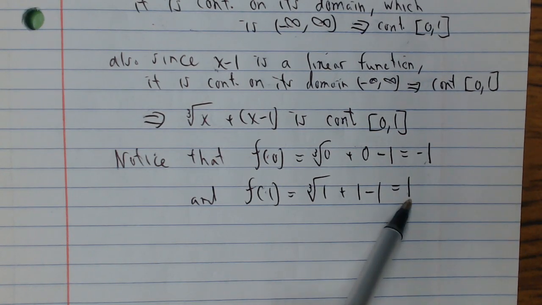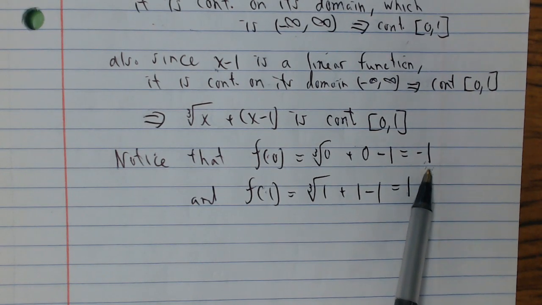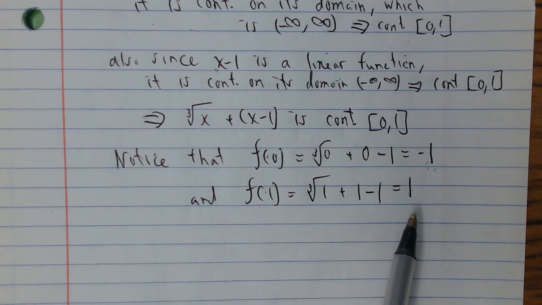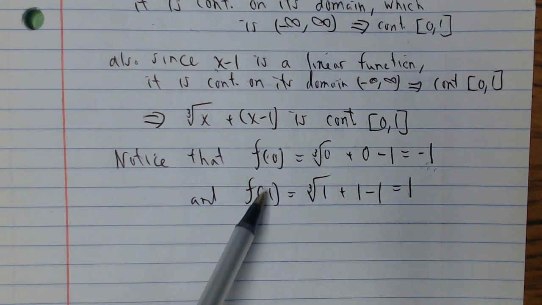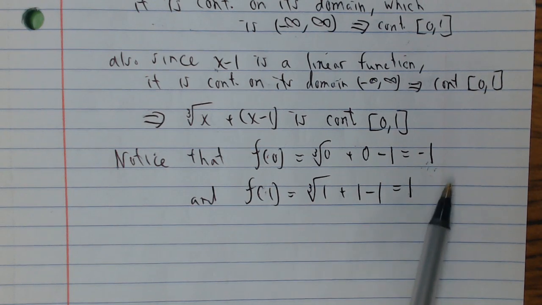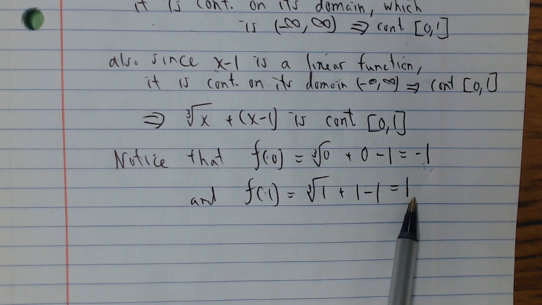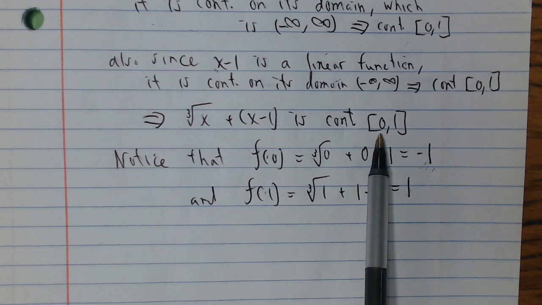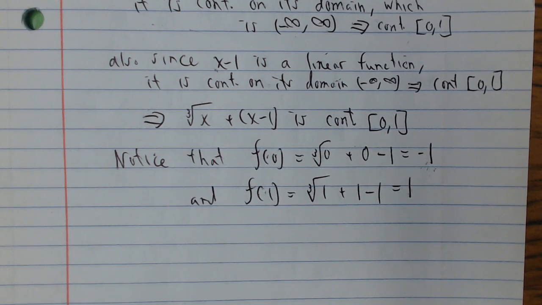So what does that mean? If it changed from negative to positive, that means it must have crossed the x-axis somewhere between 0 and 1, which means I have a root somewhere between 0 and 1. So how could I be so certain that this crosses the x-axis? Well, because we just showed it's continuous from 0 to 1. So it's not going to have any breaks or cuts.